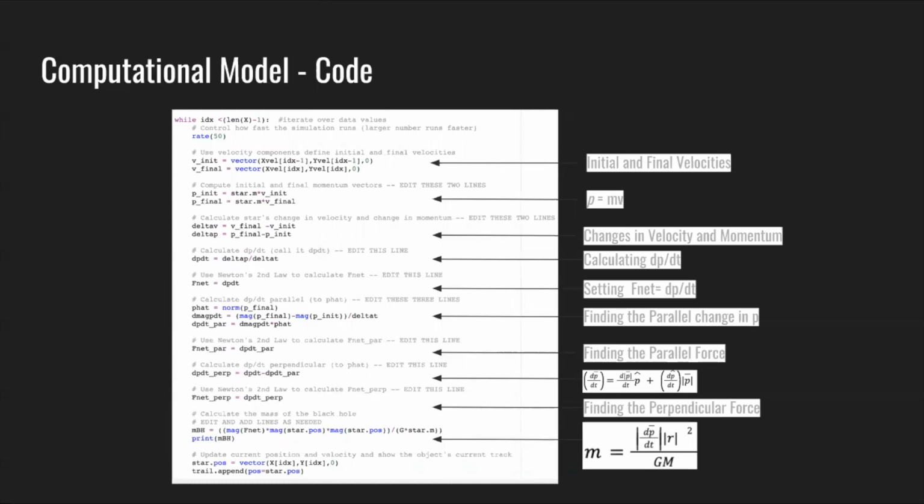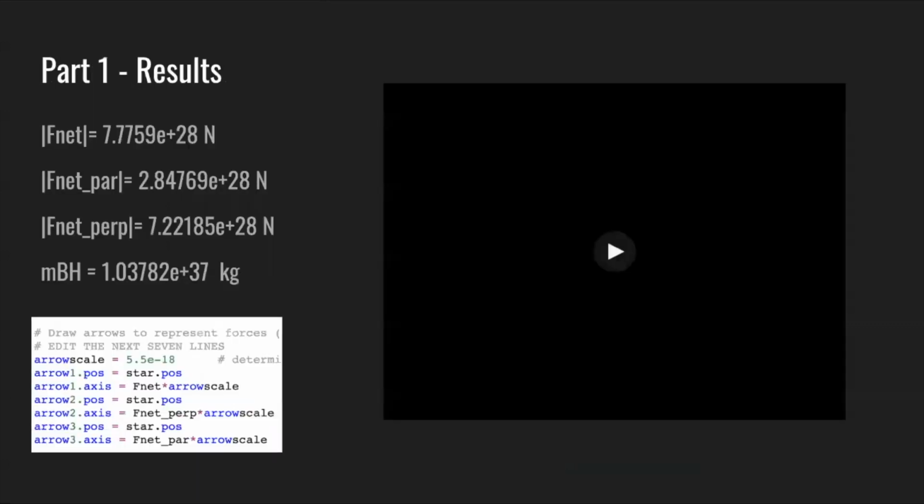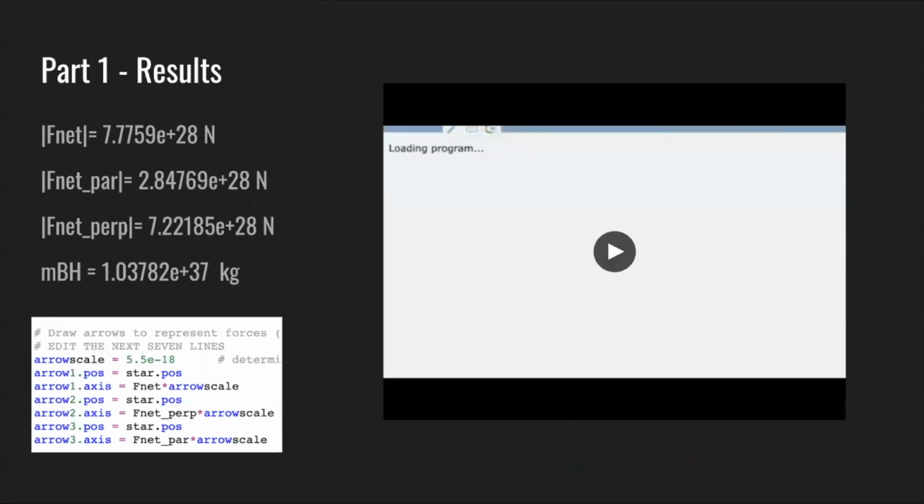Then we calculate the change in velocity and momentum to compute the net force, which is then equal to change in momentum over change in time. Using the overall net force, we can then calculate both the net force in the parallel direction and perpendicular direction. Using the net force again, we can calculate the mass of the black hole using the iterative values from the perpendicular and parallel forces. The results show that the mass of the black hole is equal to 1.03782 times 10 to the power of 37 kilograms. This part of the code shows how we will visualize the arrows.